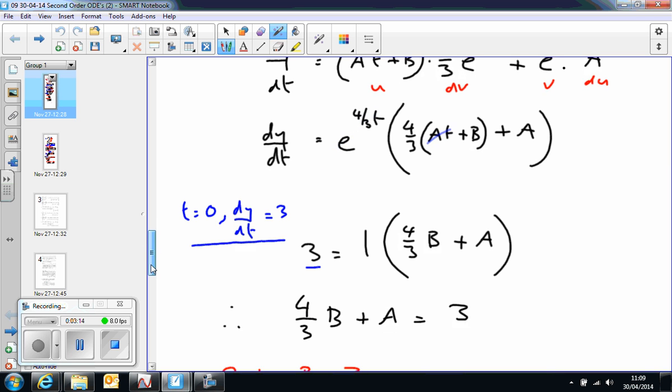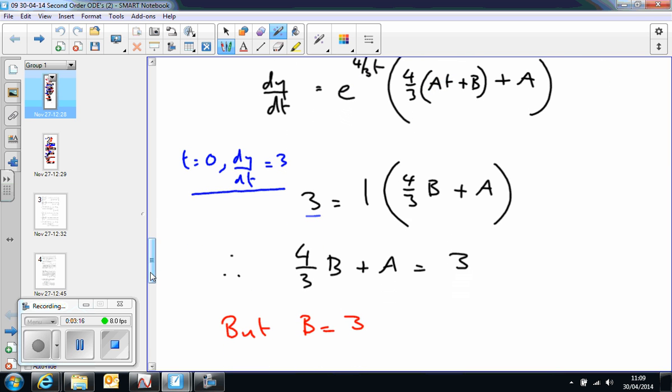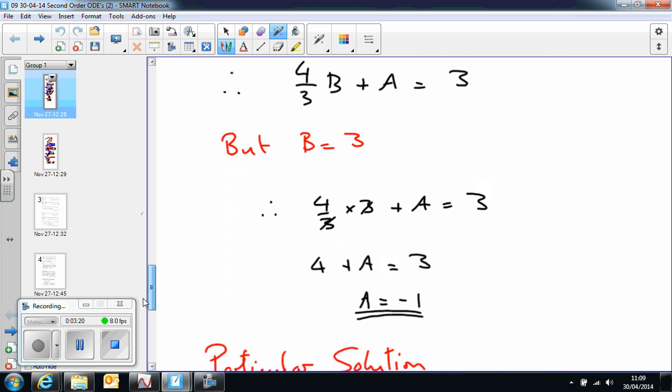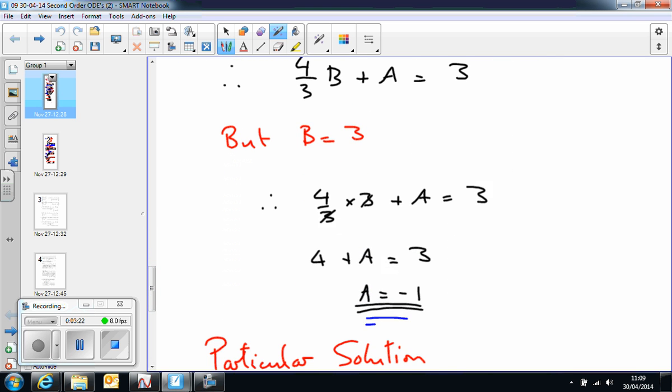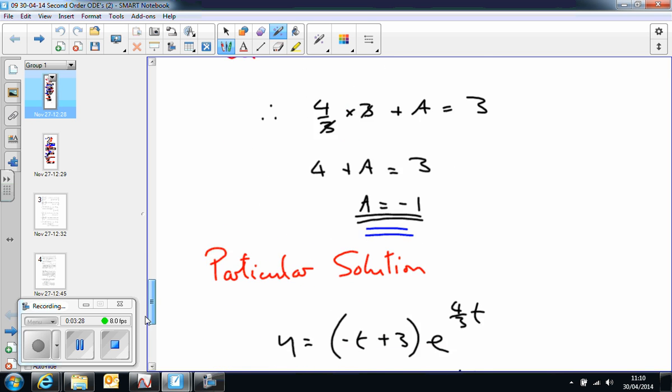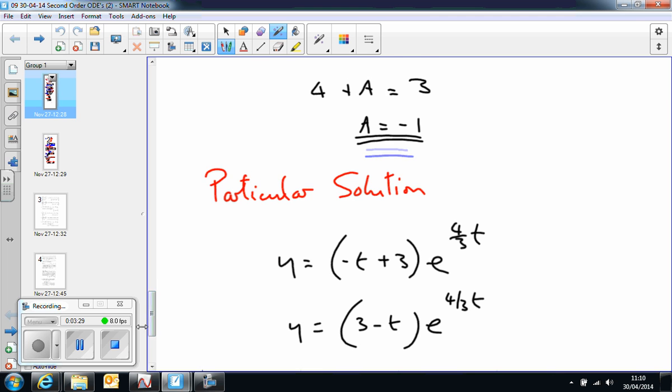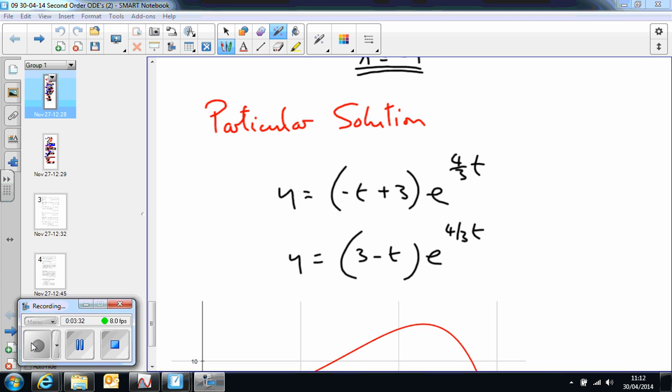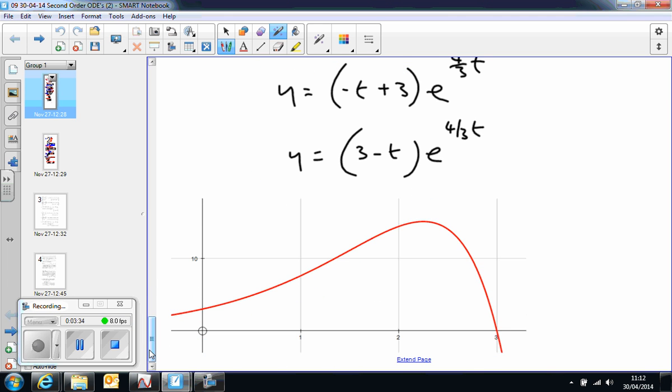But we know b is 3, so we can then substitute that in and find a equal to minus 1. Again, I'll pause while you have a look and check that you see the algebra. So we end up with this particular solution here. And if we plot this on a graph, you can see that's what it looks like.